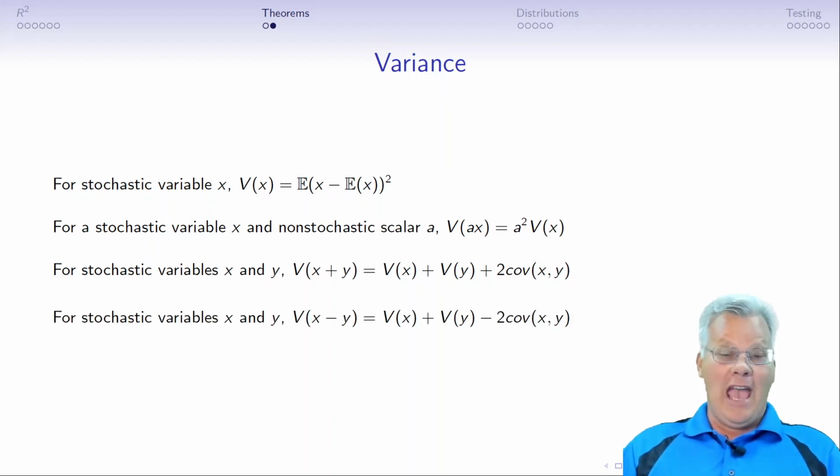And if we have the difference of the two variables rather than the sum, the variance of the difference is equal to the sum of the individual variances minus 2 times the covariance of x and y.